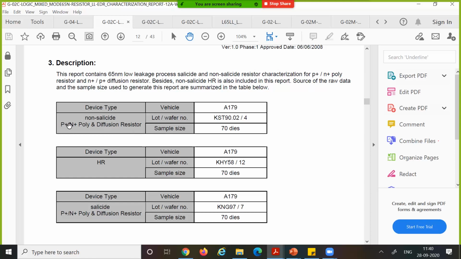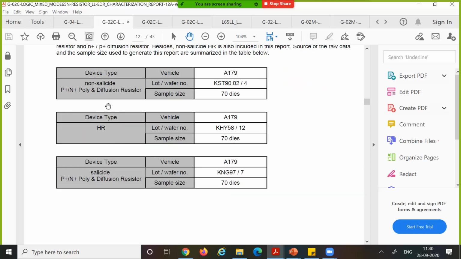Okay, so poly can be P plus doped or N plus doped, and diffusion, as I mentioned, is basically the actual thing which is diffused. They have another type called HR. I'm really not sure what it is. I think they have some high resistance material. That is the material information they typically do not give. It's all confidential. And you also have salicided poly and diffusion resistors.